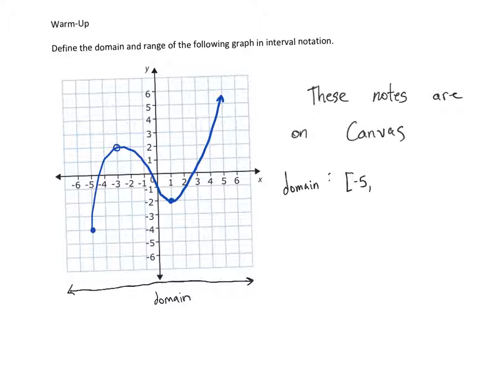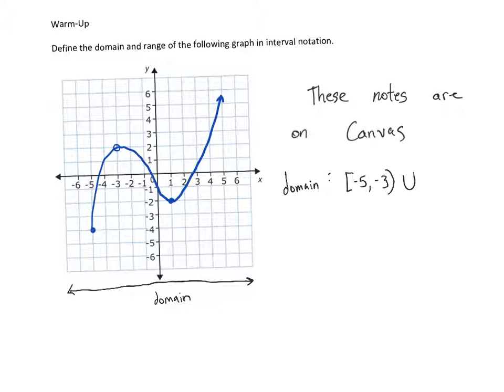Is that an empty dot, is it? Yeah. So what does that mean to you? It doesn't include -3. It excludes, it does not include -3. So what we'll do there is, comma, stop at -3 with a parenthesis. Parentheses means exclude.